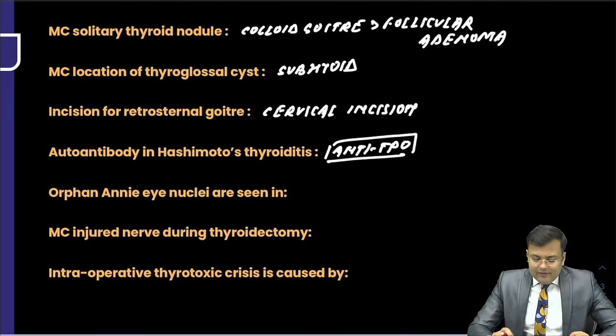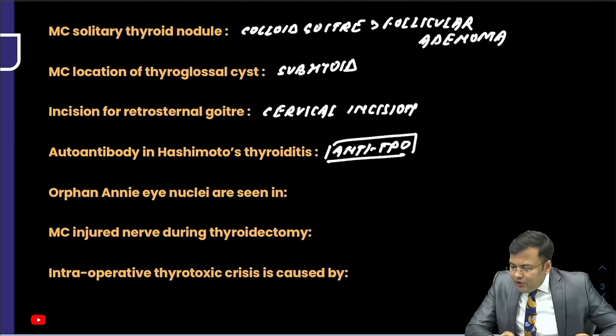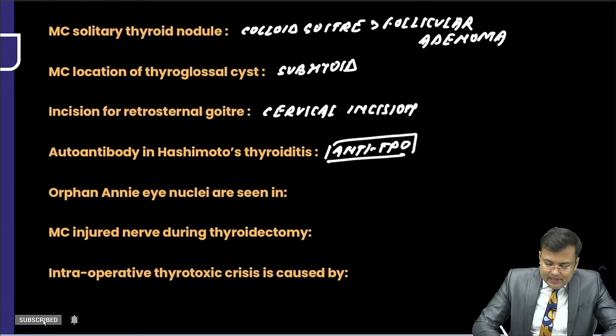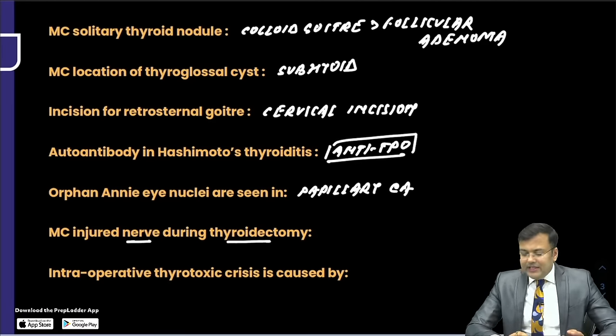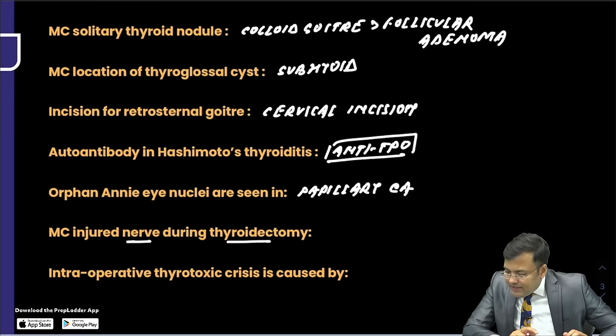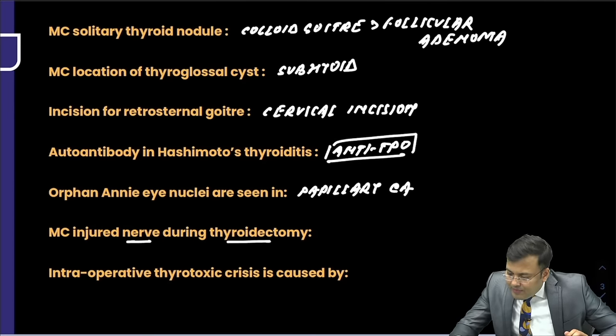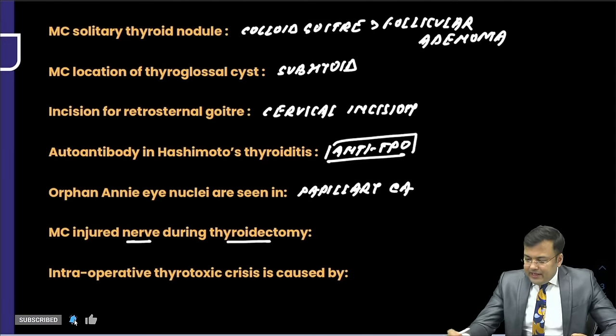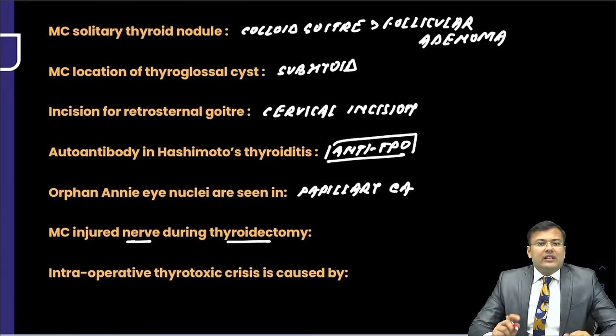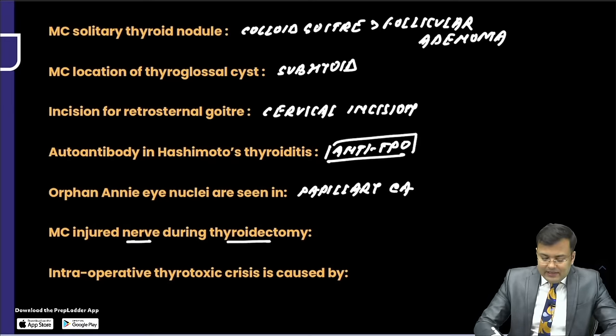Next, very important question. Orphan Annie eye nuclei are seen in, already you people replied. All of you are correct. It is papillary carcinoma. After that, the most commonly injured nerve during thyroidectomy. Let me see who is going to reply correctly. First person, I'm waiting. Yes, you people are so fast. Very good. The most commonly injured nerve during thyroidectomy is not the recurrent laryngeal nerve. It is the external branch of the superior laryngeal nerve.